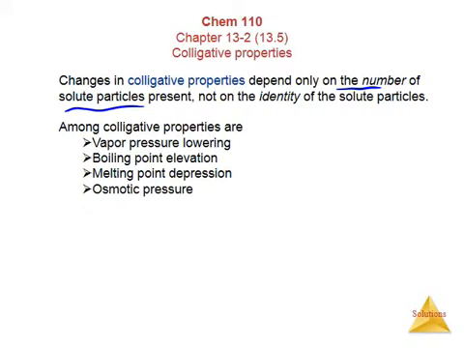Now, what are the colligative properties? Vapor pressure lowering, boiling point elevation, melting point depression, osmotic pressure. Now, all these depend upon the number of particles.